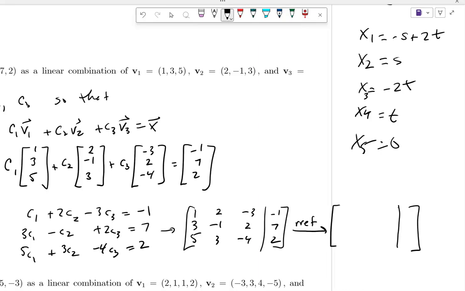Like 1, 0, 1, 7, 0. Say it again. It gives a not true statement. Okay, that's fine. Well, what do we get for the reduced row echelon form?